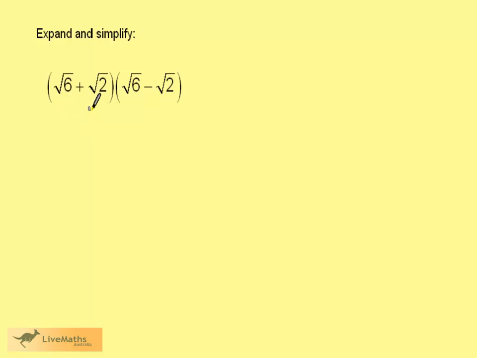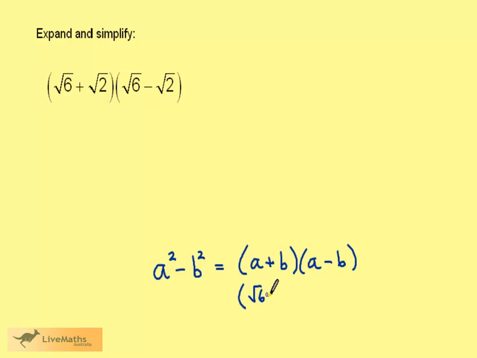We now want to expand and simplify (root 6 plus root 2) times (root 6 minus root 2). Of course, we could expand this as we did in the previous part of the example. But we also have the opportunity here to use a squared minus b squared, the difference of two squares, which we know is always (a plus b) times (a minus b).